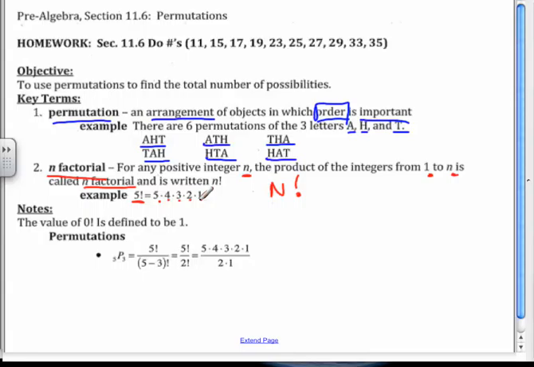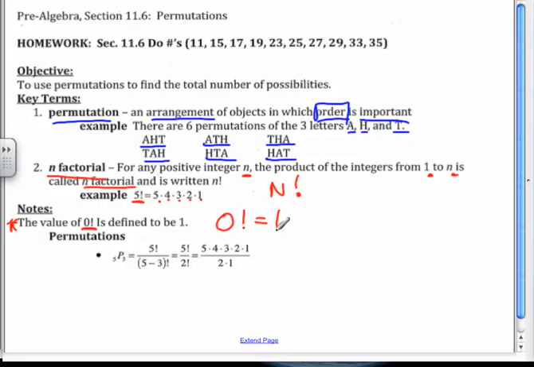Now, a note down here that we need to make sure that we know: the value of 0 factorial, that's 0 with an exclamation point, equals 1. And we need to know that 0 factorial equals 1.